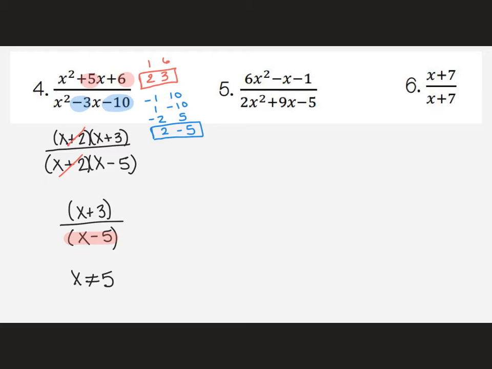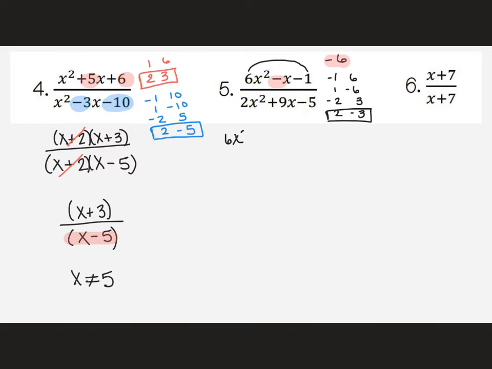For number 5, when I factor, I have problems that are a greater than 1. So remember, we're going to start these by multiplying a and c to get a master product. So my master product is negative 6. Now, I'm looking for factors of negative 6 that add to be negative 1. So my choices would be negative 1 times 6, 1 times negative 6, negative 2 times 3, or 2 times negative 3. So again, which one adds to be negative 1? It's these two. Then we rewrite.